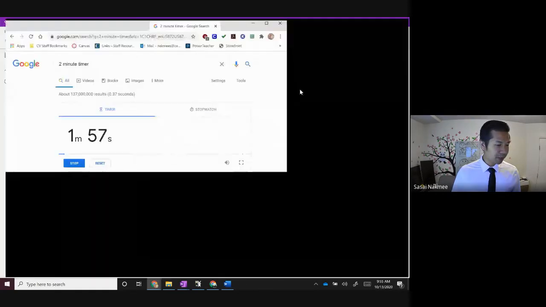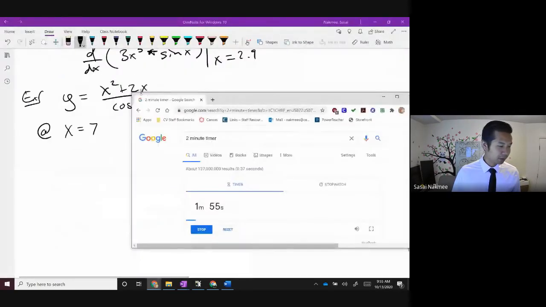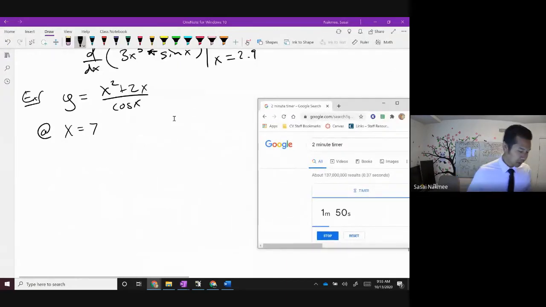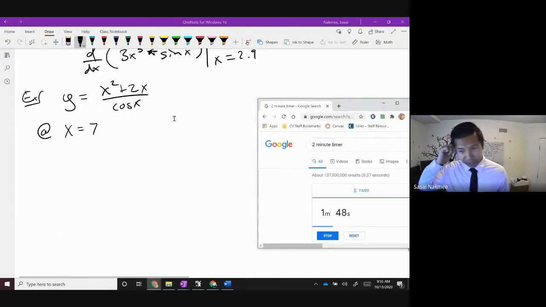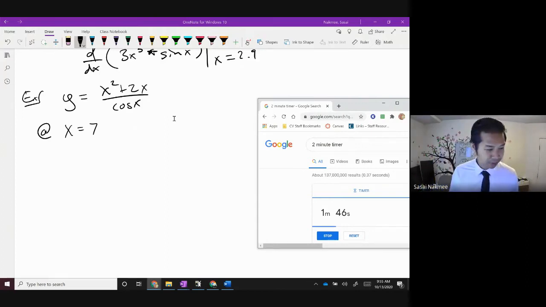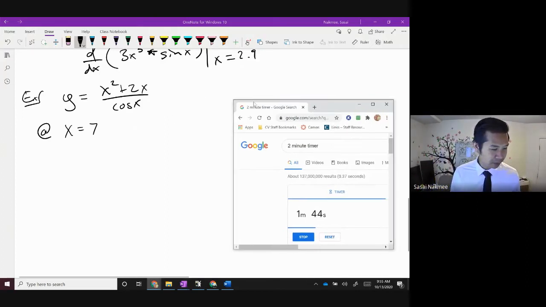All you're doing is typing it into the calculator. Practice, practice, practice. Try it, try it, try it. See how you do on the calculator.